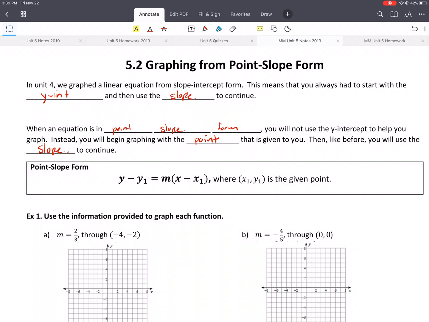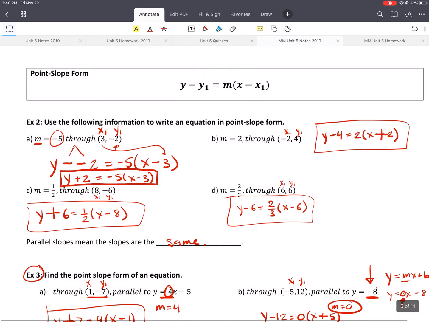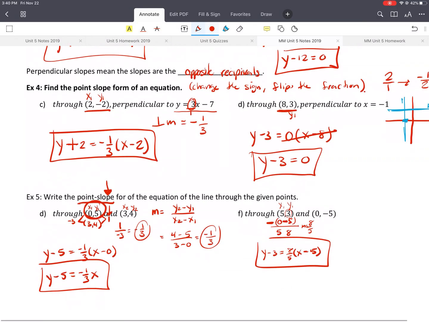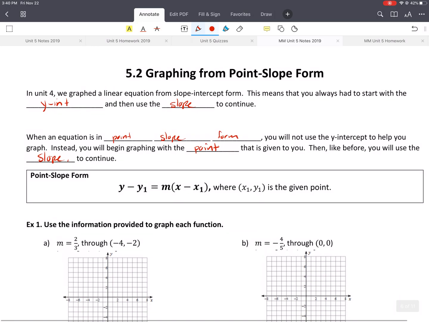All right, welcome back. This is 5.2, graphing from point slope form. In our last class, the problem gave you the slope and a point, and we plugged it into our point slope form. So this would be your point, your x and y from the point that was given, and then your slope. All right, and that was good. If you need to refer to that video, you sure can. But today we're going to talk about graphing from point slope form.